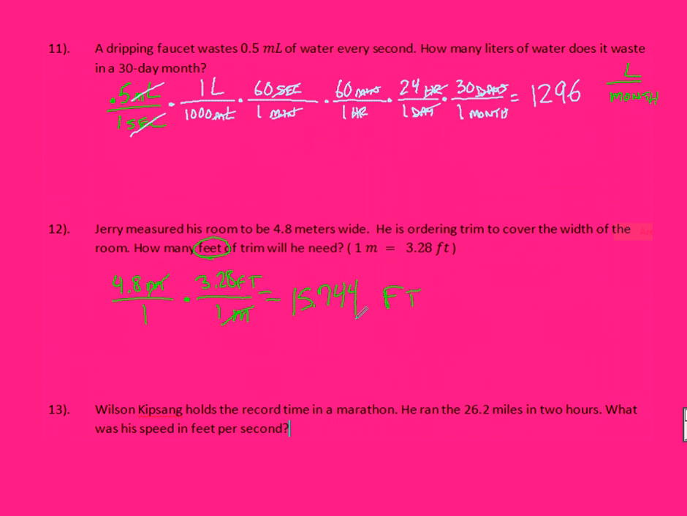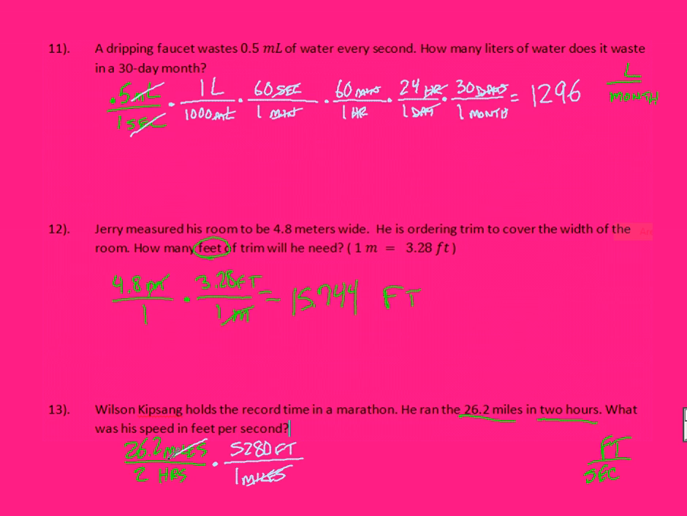All right, and the last one, the marathon world record time. He ran 26.2 miles in 2 hours. So that means 26.2 miles is how far he ran per every 2 hours. He wants to know what the speed is in feet per second. So I'm going to need to change both the top and the bottom, miles to feet and hours to seconds. Well, I can do miles to feet pretty easily. 1 mile, we said, is the same as 5,280 feet.